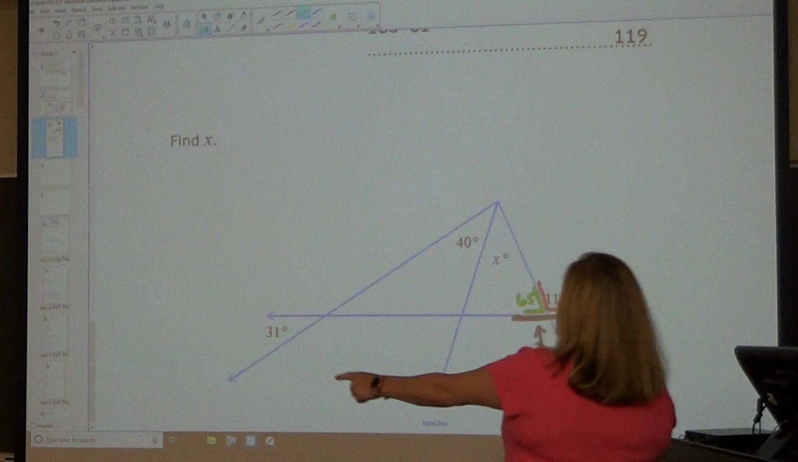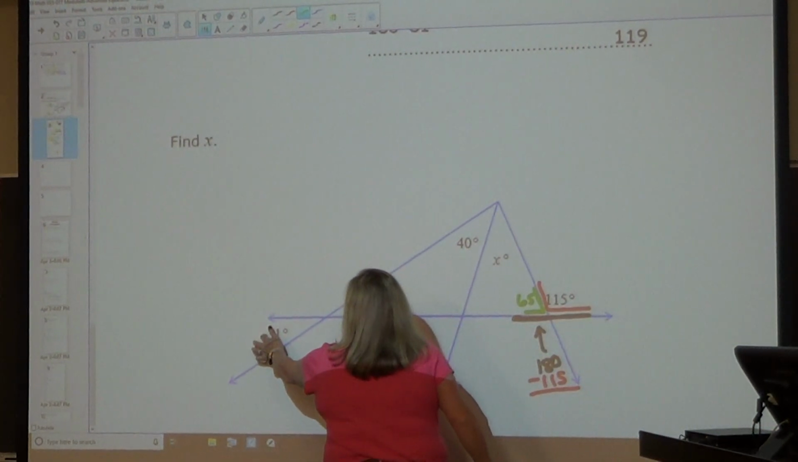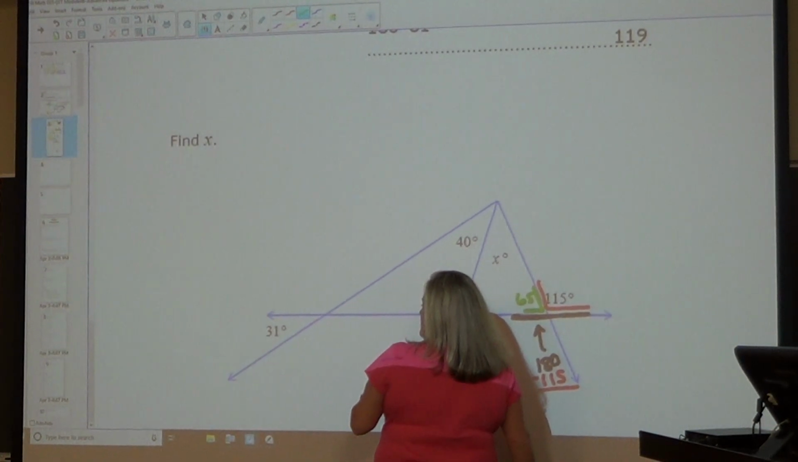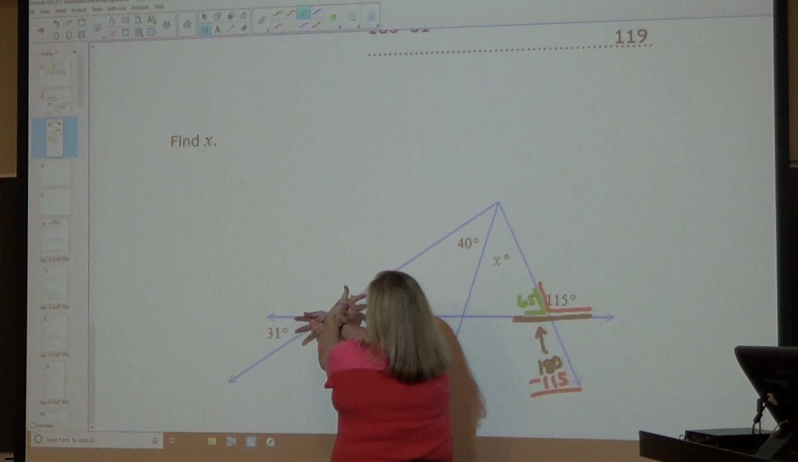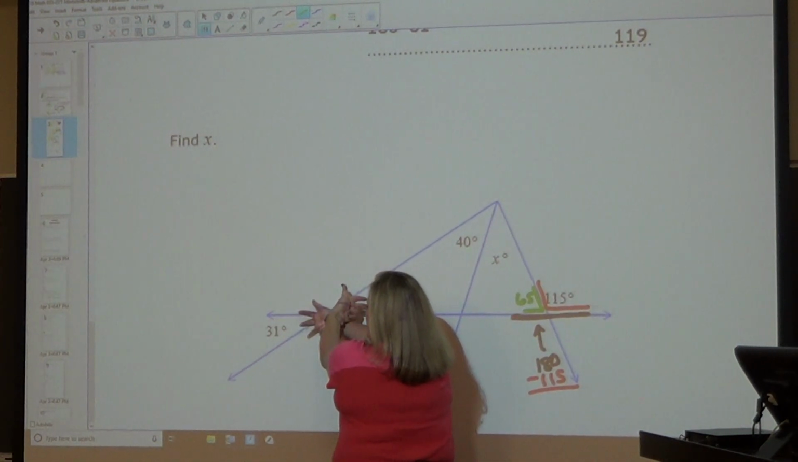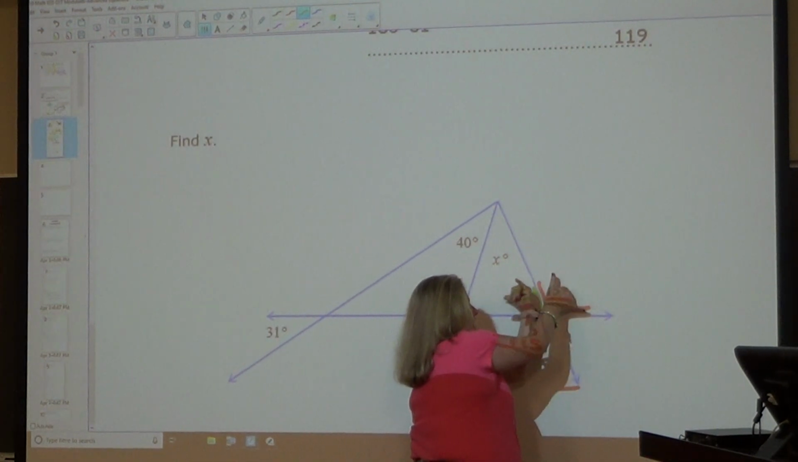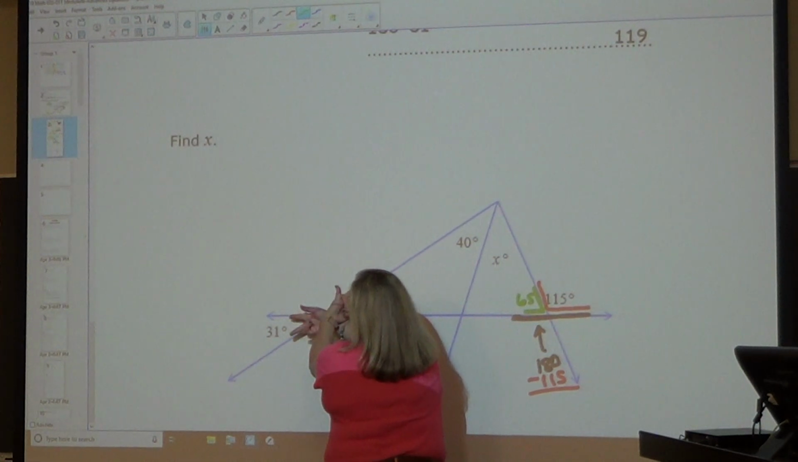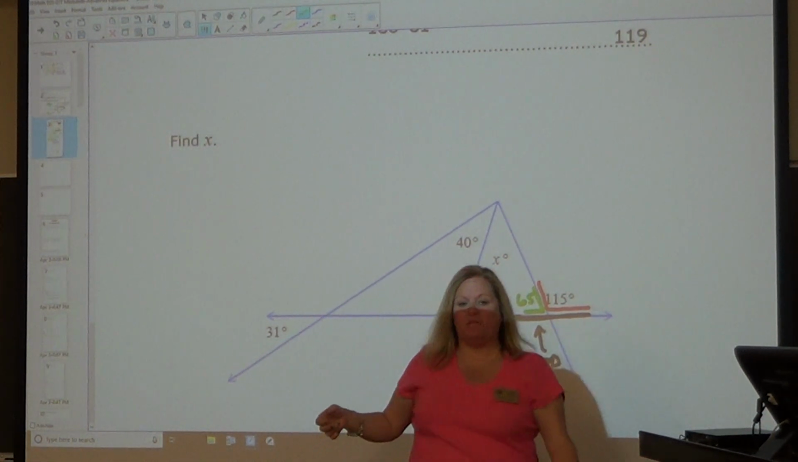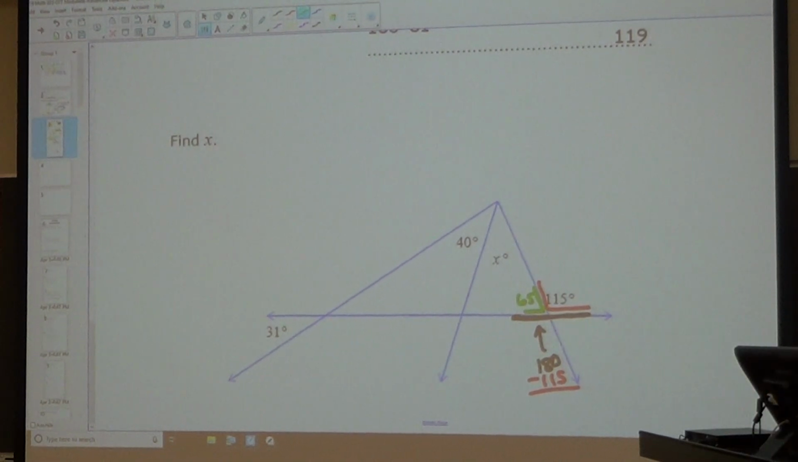How am I going to get this angle inside my triangle? Butterfly. The butterfly. 31. See how these are different? These are side by side. They make a straight line. These are diagonal. They are butterfly, which means they're going to be the same thing. So this angle and this angle are both going to be 31 because they make that butterfly. Now I can keep going on this side.